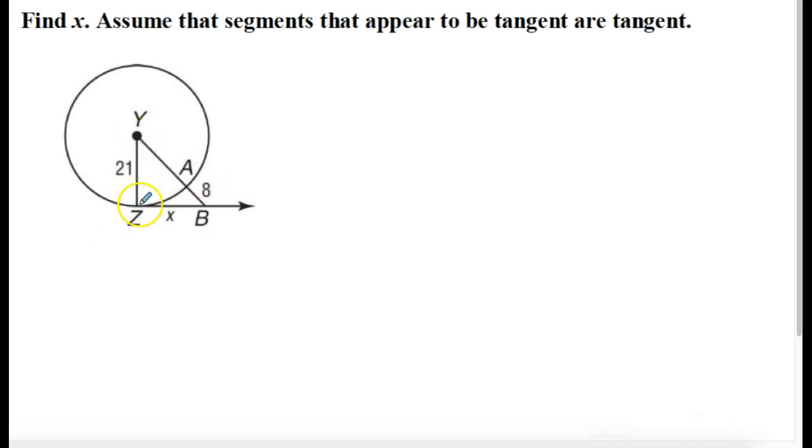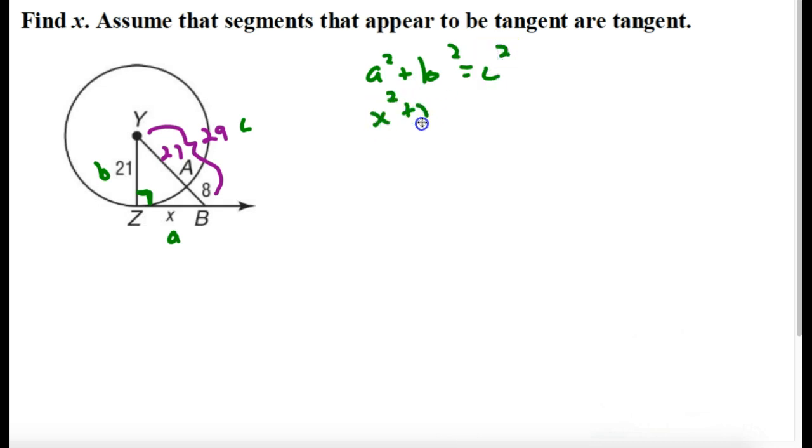All right, so just like in the first example, we know our two radii will have the same length. So if YZ is 21, then YA is also 21. And the entire length of the hypotenuse then would be 21 plus 8, which is 29. So then we can use the Pythagorean theorem. Again, I should have mentioned we know this is a right angle because the tangent and the radius are perpendicular. So we will have a squared plus b squared equals c squared. So x squared plus 21 squared equals 29 squared.